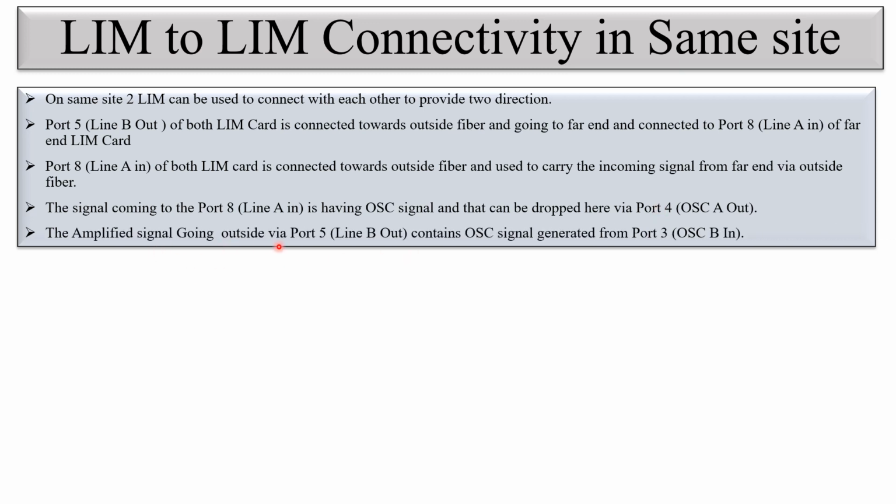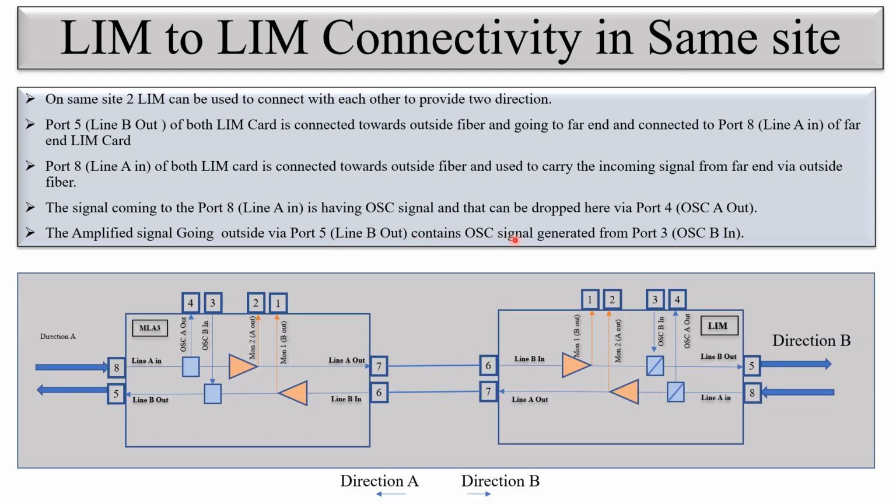The amplifier signal going outside by port number 5, which is line B out, contains the OSC signal generated from port 3, OSC B in. So if you are talking about port number 5, the OSC is added in the composite signal, and the whole composite signal with the OSC goes out from port number 5. The signal coming from the far end enters from port number 8, and it contains the OSC signal, which is extracted from port number 4, OSC out.